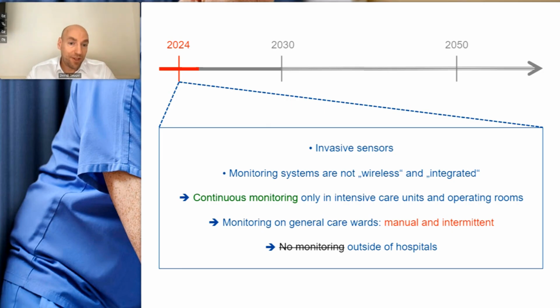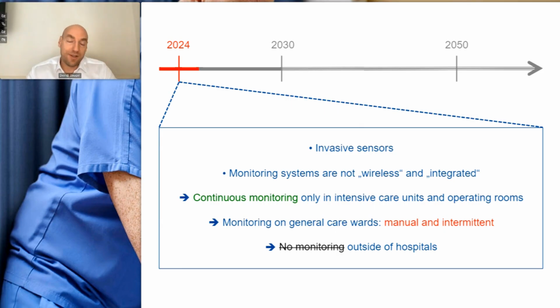The monitoring systems we use in a hospital are almost never wireless. They are almost never integrated, meaning that the different monitoring systems can talk to each other and can talk to the electronic health records. And a corollary of that is that continuous monitoring today is basically only performed in patients who are treated in intensive care units or in operating rooms.